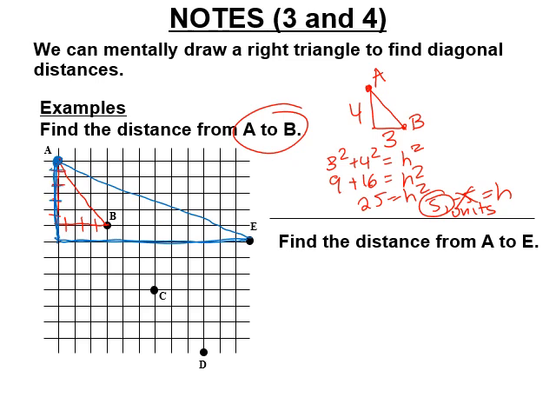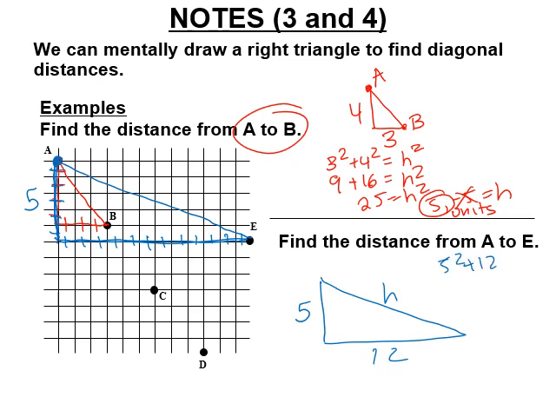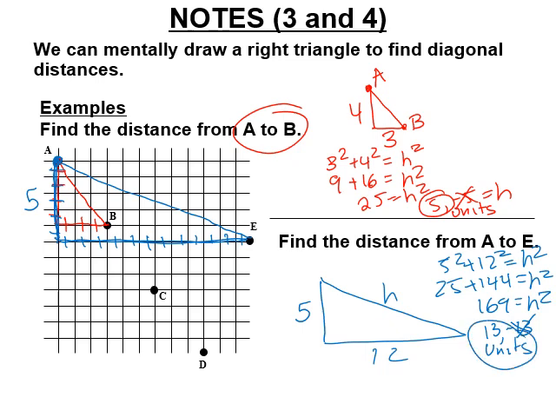So 1, 2, 3, 4, 5 here. 1, 2, 3, 4, 5, 6, 7, 8, 9, 10, 11, 12 there. And we're finding the hypotenuse. 5 squared plus 12 squared equals h squared. 25 plus 144 equals h squared. That's 169. We've done the square root of 169 many times. And so this is 13 units long for h.